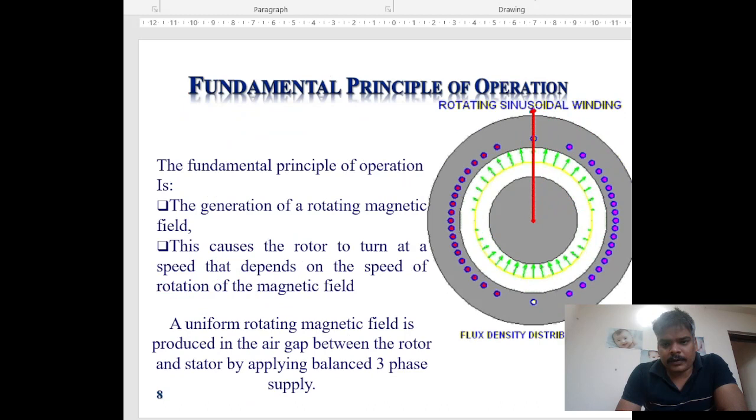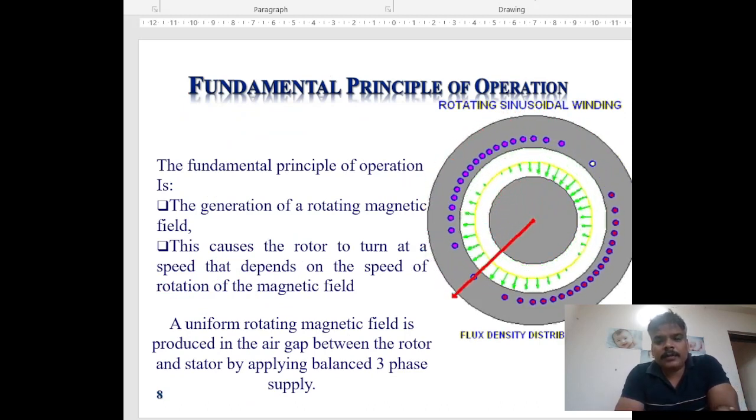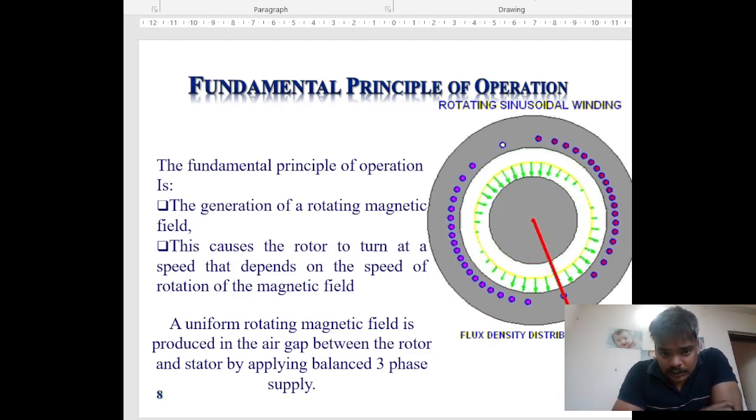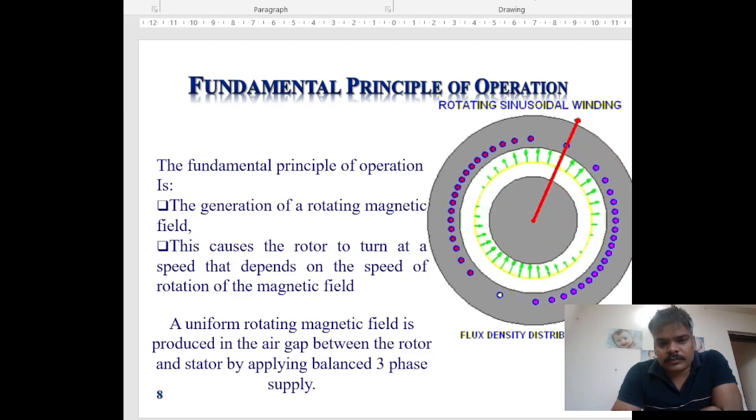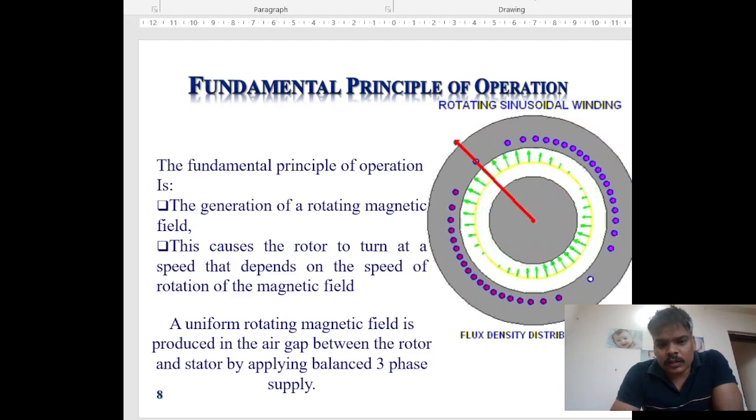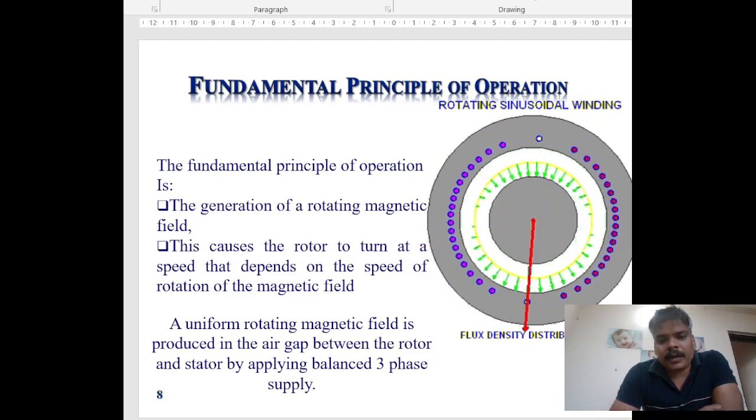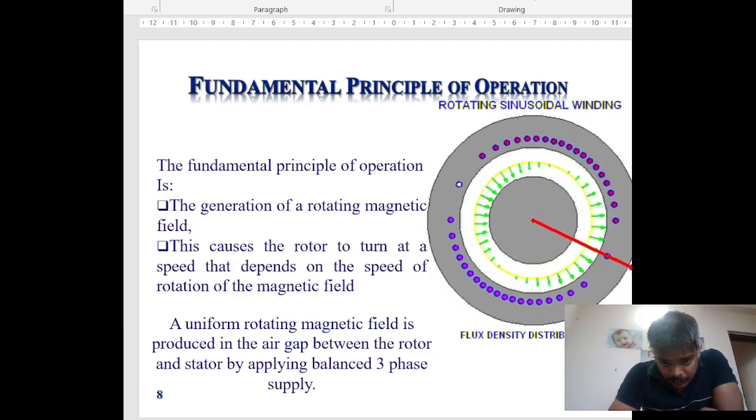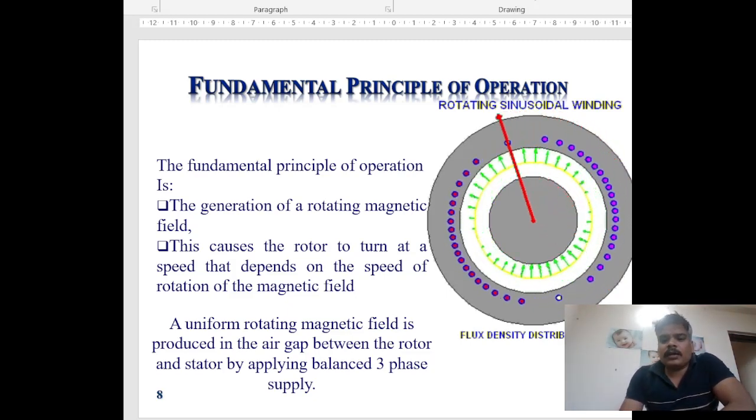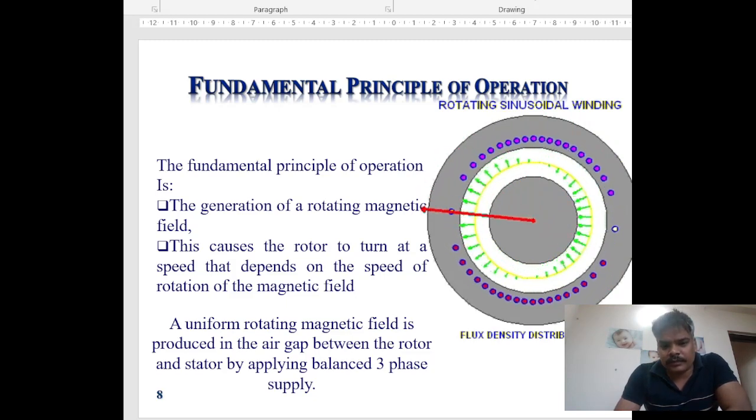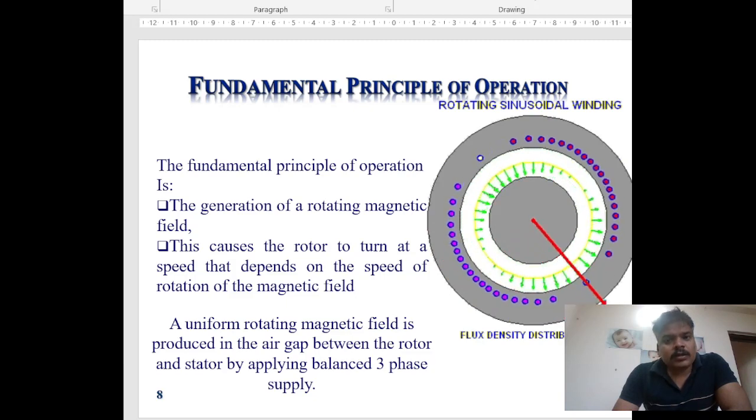Fundamental principle of operation. The fundamental principle of operation is the generation of a rotating magnetic field from the stator. This causes the rotor to turn at a speed that depends on the speed of rotation of the magnetic field. A uniform rotating magnetic field is produced in the air gap between the rotor and stator by applying a balanced three-phase supply to the stator.